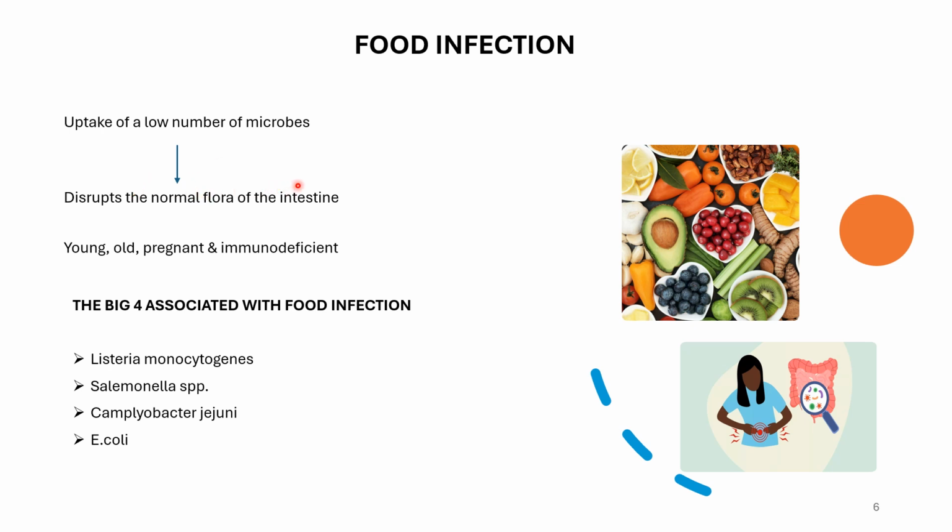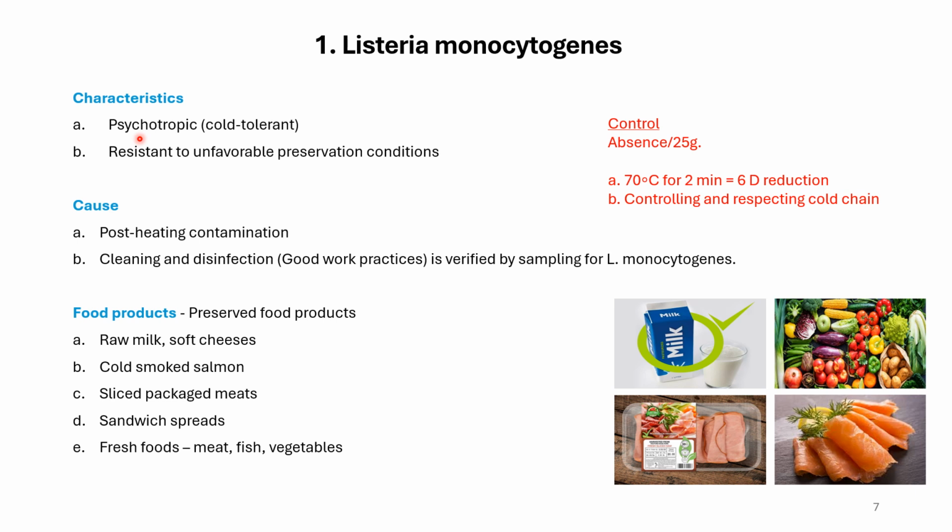The big four associated with food infection, especially relevant to Europe and the US, are Listeria monocytogenes, Salmonella, Campylobacter jejuni, and E. coli. Listeria monocytogenes is a gram-positive bacteria that causes listeriosis. Common symptoms include fever and muscle pain. Sometimes you do have nausea and diarrhea. People belonging to the young, old, pregnant, and immunodeficient group are highly susceptible to this pathogen.